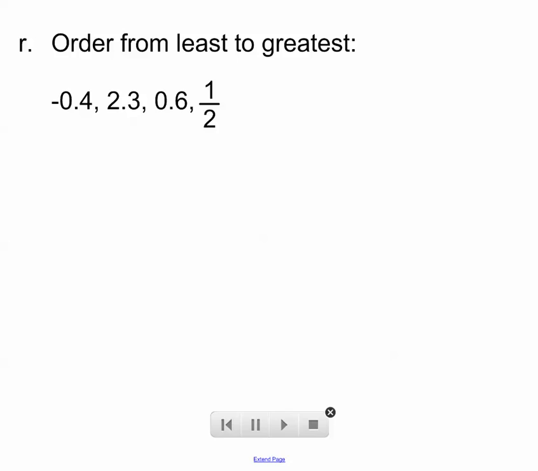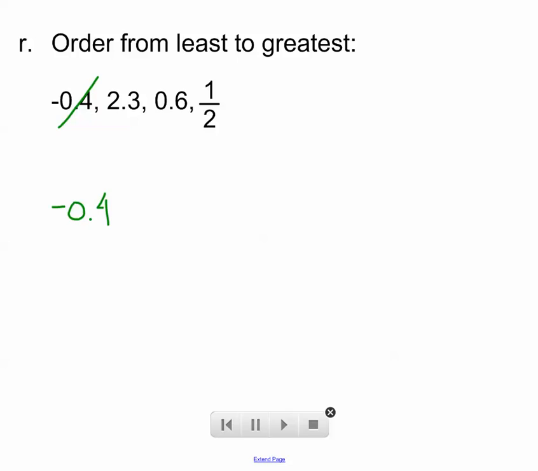What about ordering these numbers from least to greatest? So we have decimals in here, we have a fraction in here, we have a negative number in here. Well, obviously the negative number is our smallest number. That's furthest left on the number line. We have 2 numbers in here that are less than 1 but greater than 0, 0.6 and 1/2.